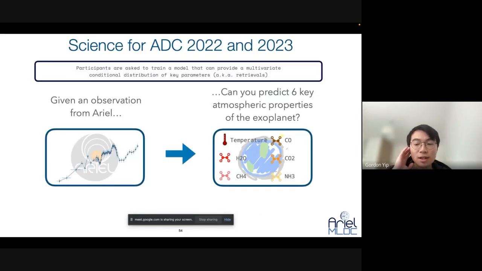So the problem that we're dealing with again is atmospheric characterization. Basically, given an observation from Ariel, can you predict the 6 key atmospheric properties of the exoplanet? That is for the 2022 and 2023 editions. But for 2024, next year, we won't be doing that anymore. We want to go in different directions.